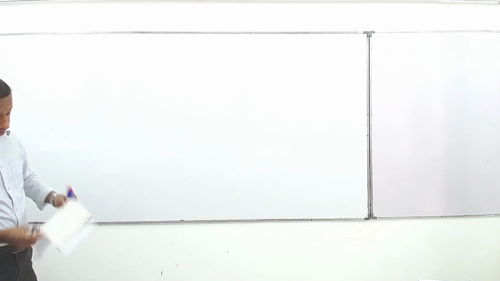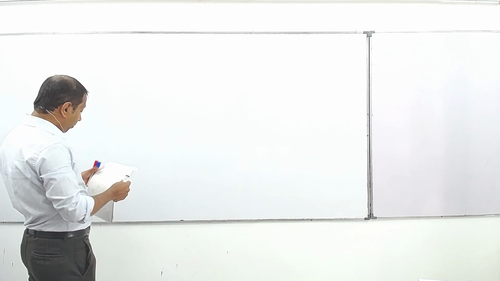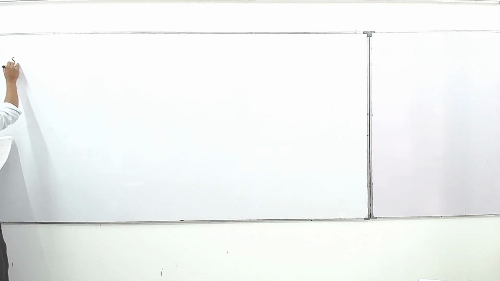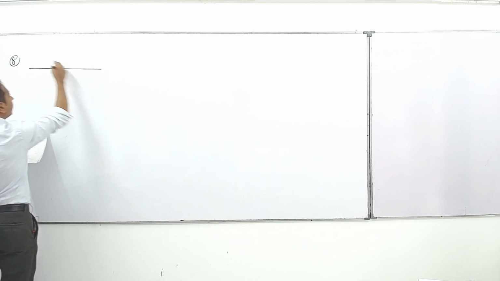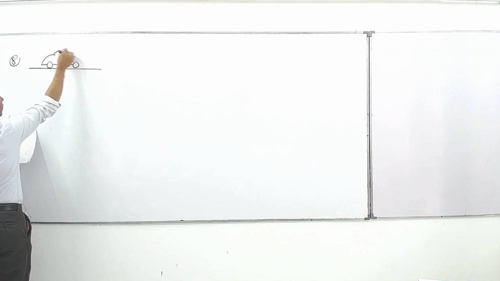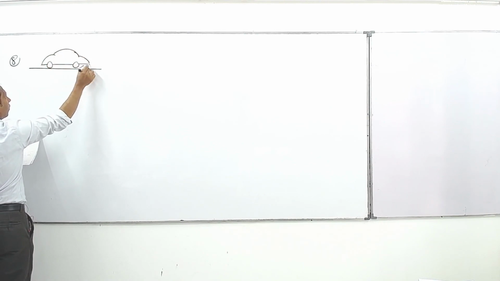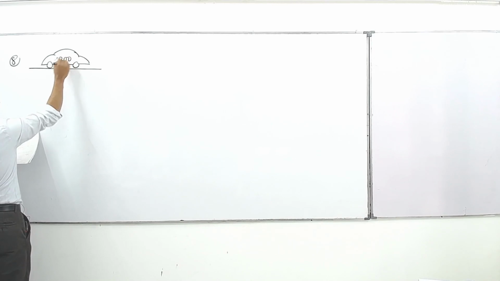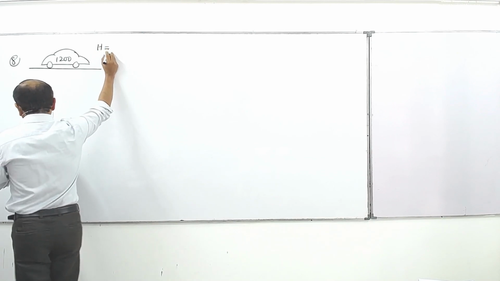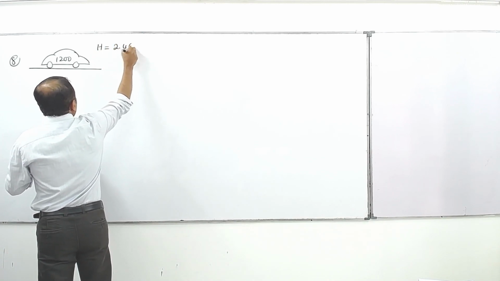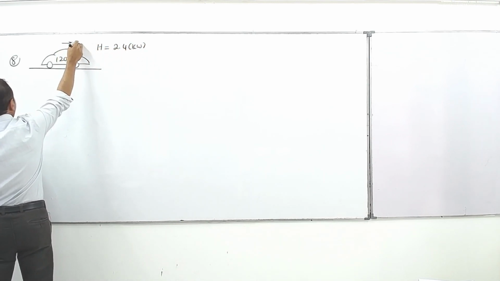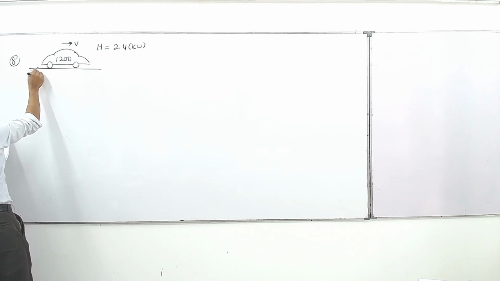Yes, car 1200 kg, right? Kilogram. Its engine works with the power 2.4 kilowatt. Right. We are given this moves with velocity v, constant resistance given 400 newtons.